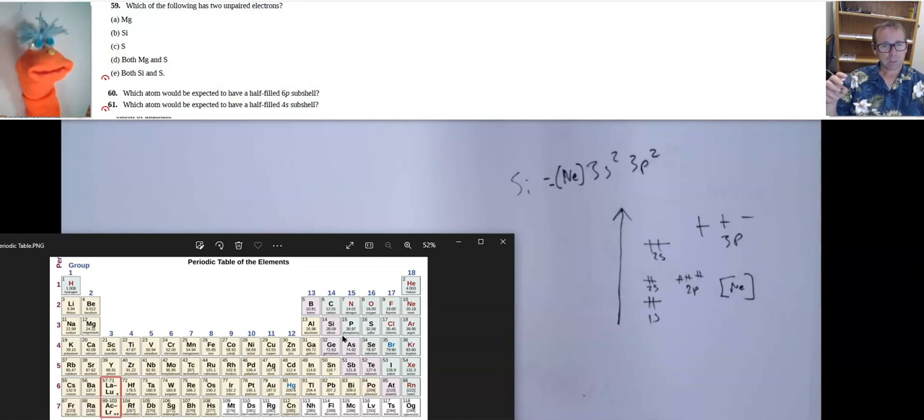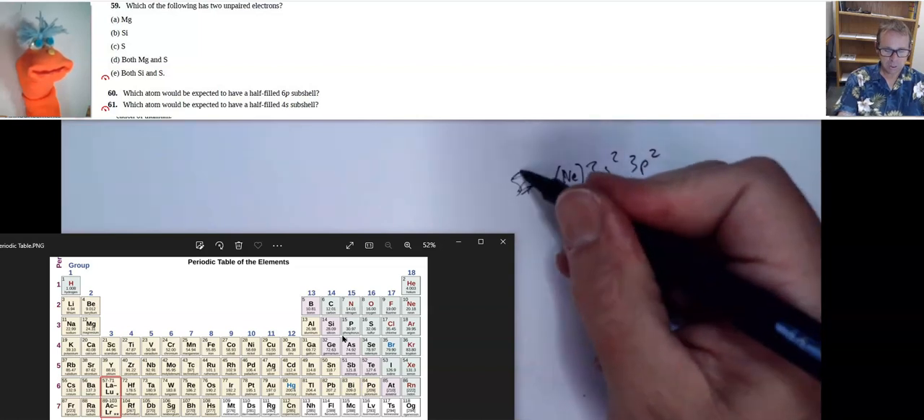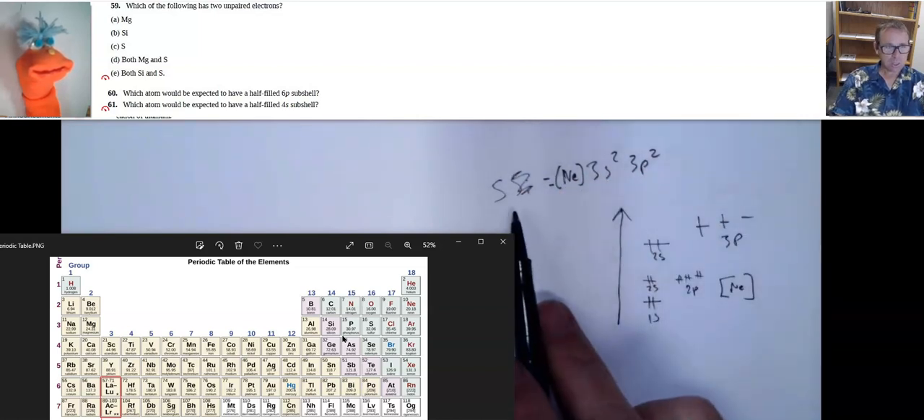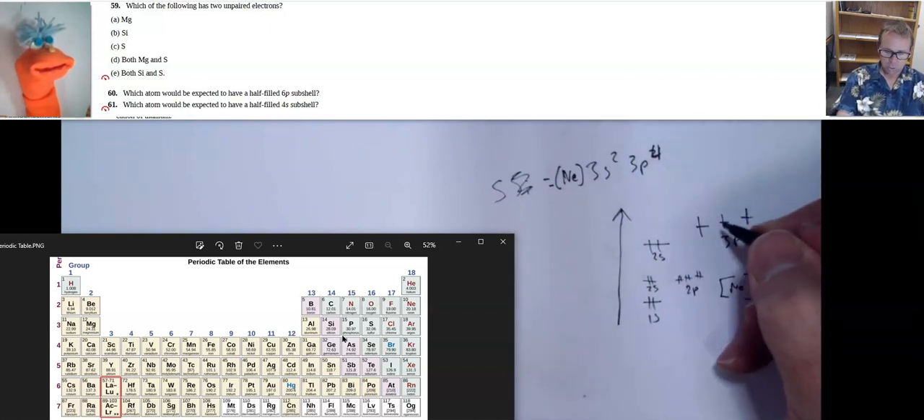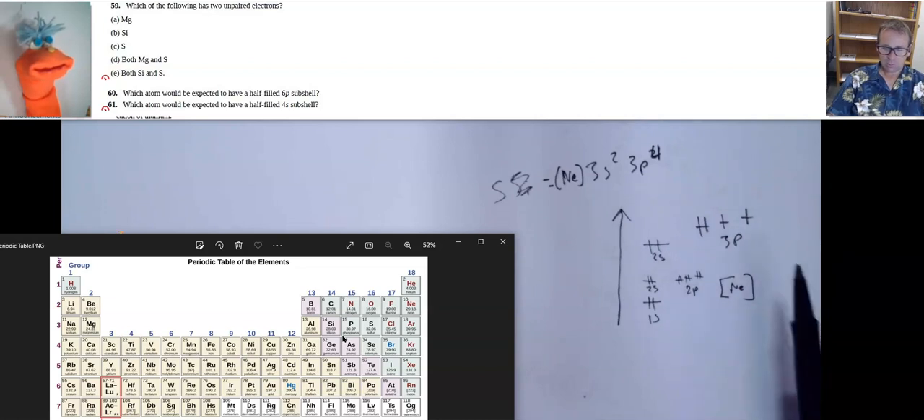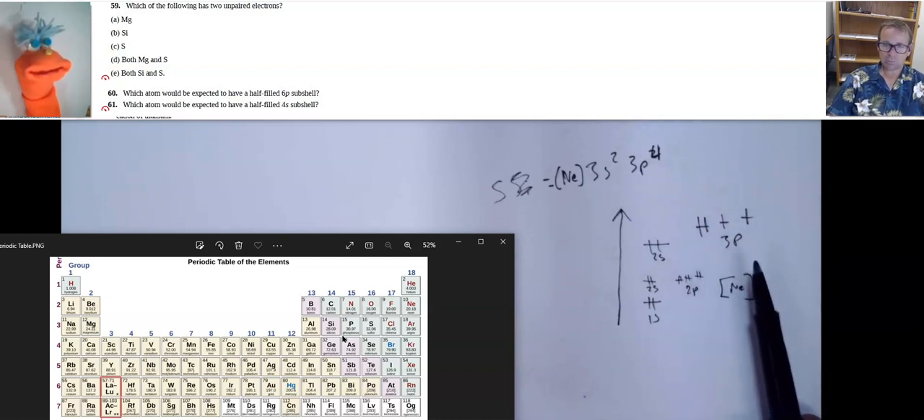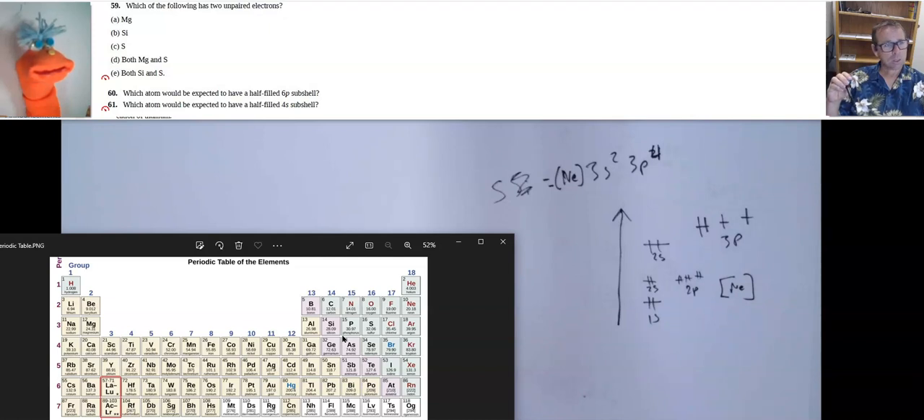Okay? Now I can convert this really quickly to sulfur, right? I just have to do what? Add 2 electrons. So that's 3p4. Do I have 2 unpaired electrons now? Yeah, you do. You still do. That's right. So sulfur has 2 unpaired electrons as well. So my answer is both silicon and sulfur, isn't it? Yeah, that makes sense. Okay.